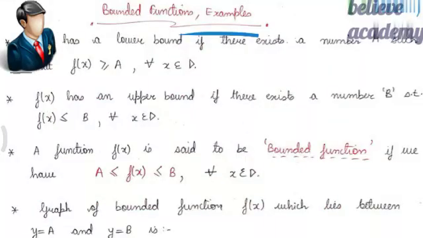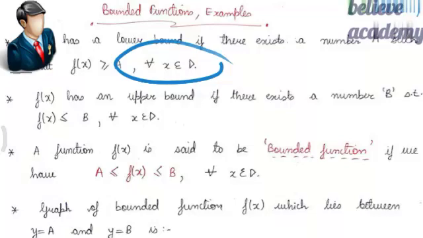Okay. So f of x has a lower bound if there exists a number a such that f of x is greater than or equal to a. For example, I want to take the function f of x is equal to sin x. Keep sin x in mind. That has the lower bound because it has a number minus 1. Minus 1 is the lower bound for the sine function because sine function is always greater than or equal to minus 1 for all values of x belonging to the domain. So that is an example which you can keep in your mind.